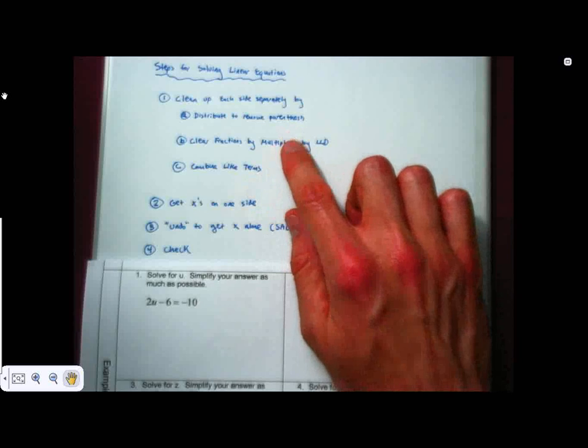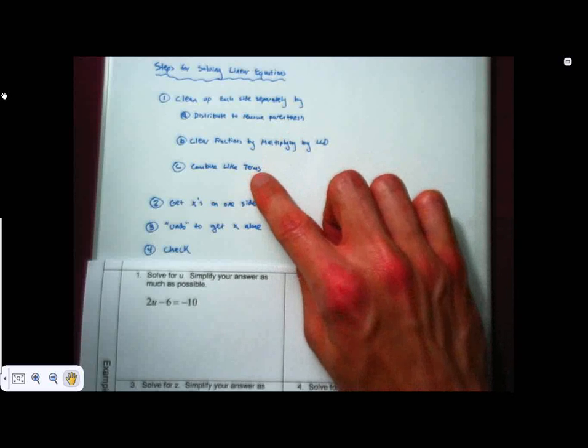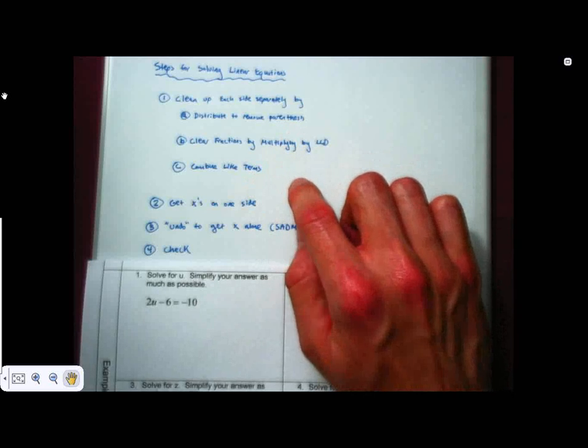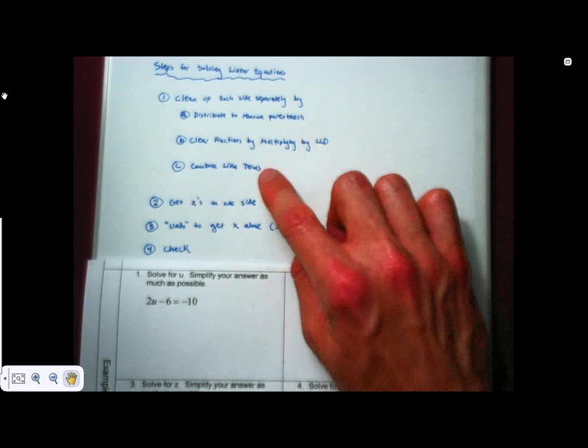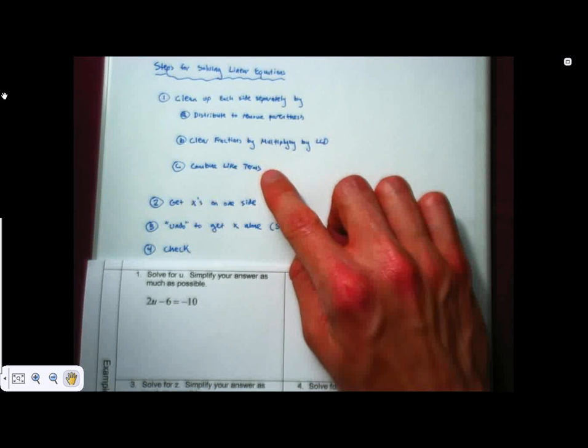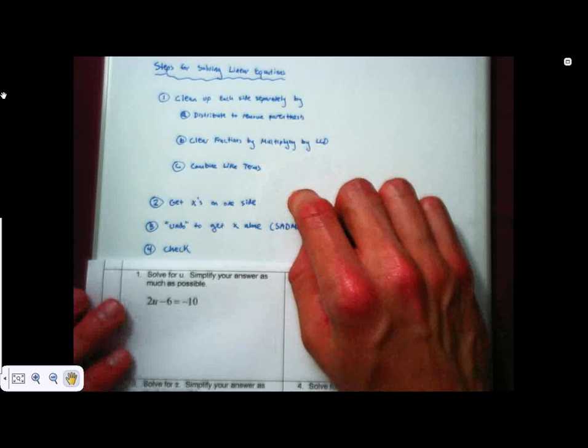The order itself isn't all that important, but this is at least a checklist of things that you can keep in mind as you go through and solve. And I should also mention that not all of these things are going to apply to each problem. So let's take a look at number one and see if we can figure out how to do it using this general strategy. So number one is solving 2u minus 6 equals negative 10.